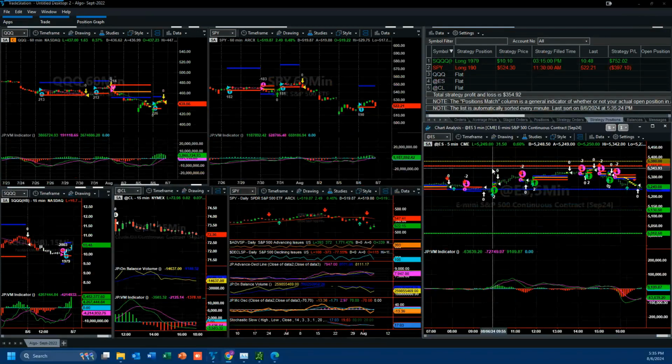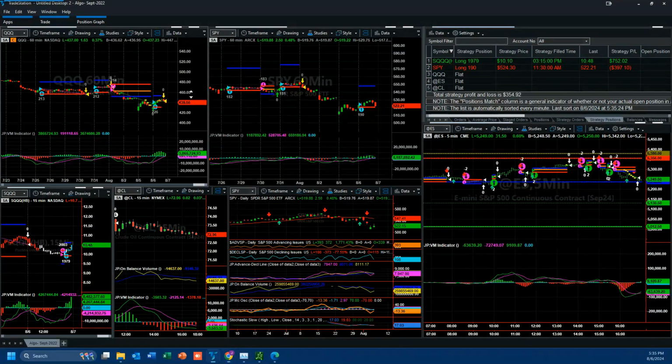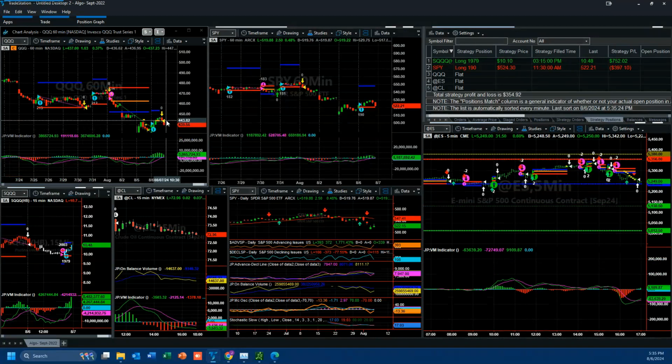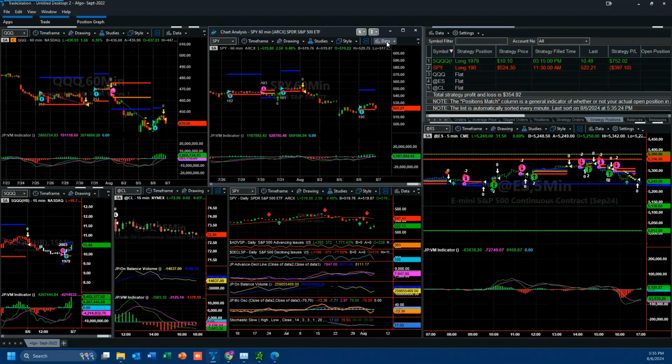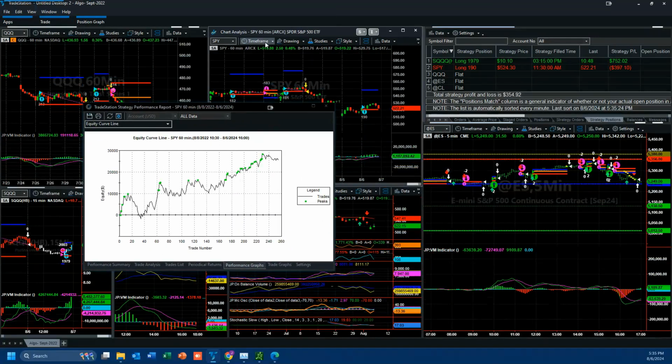The Algo Room, a couple interesting things. This is the Algo models, which the Qs went short, covered the short, and went long, and then exited that long today on a trailing stop. The SPY missed everything, but the SPY model's done very well. In fact, most people are interested in looking at strategy performance reports. And this is the actual strategy report for the SPY model.